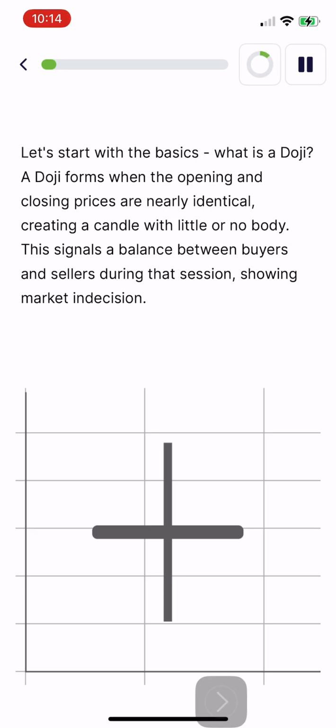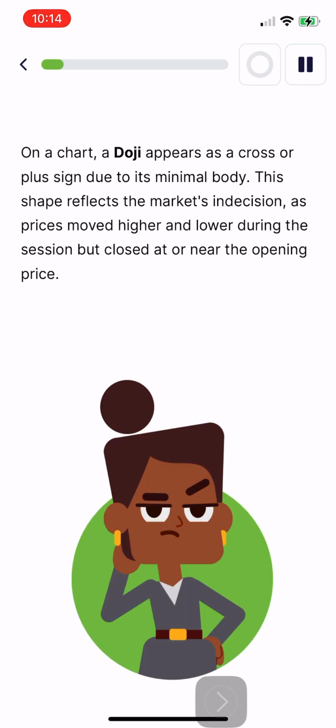What is a doji? A doji forms when the opening and closing prices are nearly identical, creating a candle with little or no body. This signals a balance between buyers and sellers during that session, showing market indecision. On a chart, a doji appears as a cross or plus sign due to its minimal body.